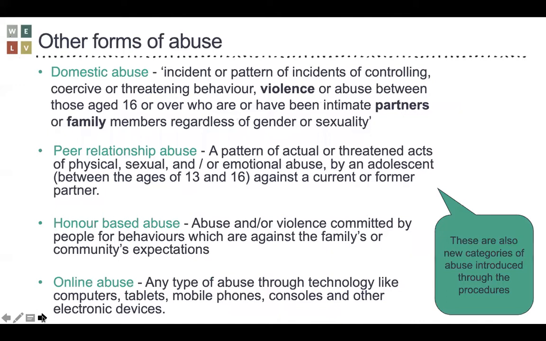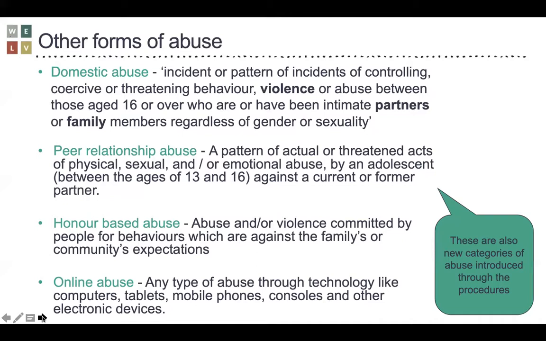Within the procedures, there is also the description of other forms of abuse that a child or young person may either experience directly themselves, or they may witness other people being subjected to these types of abuse. So we see domestic abuse. The description of domestic abuse being an incident or pattern of incidents of controlling, coercive or threatening behaviour, violence or abuse between those aged 16 or over, who are or have been intimate partners or family members, regardless of gender or sexuality.